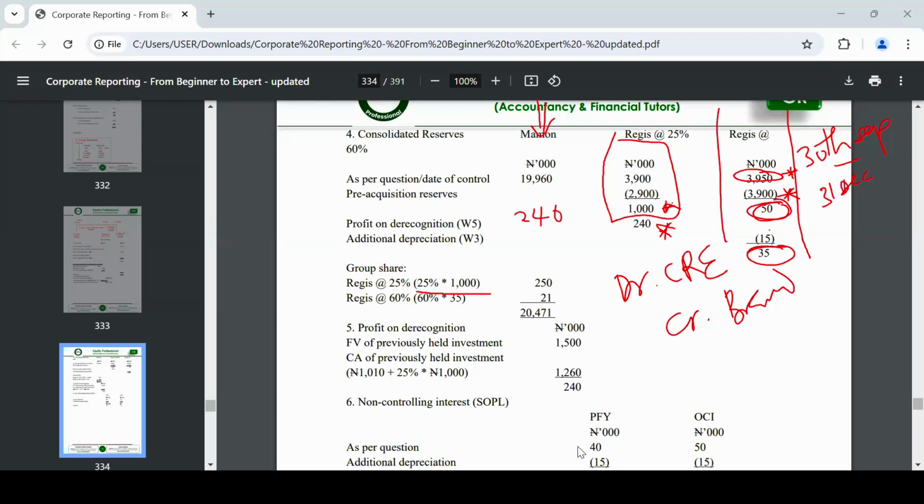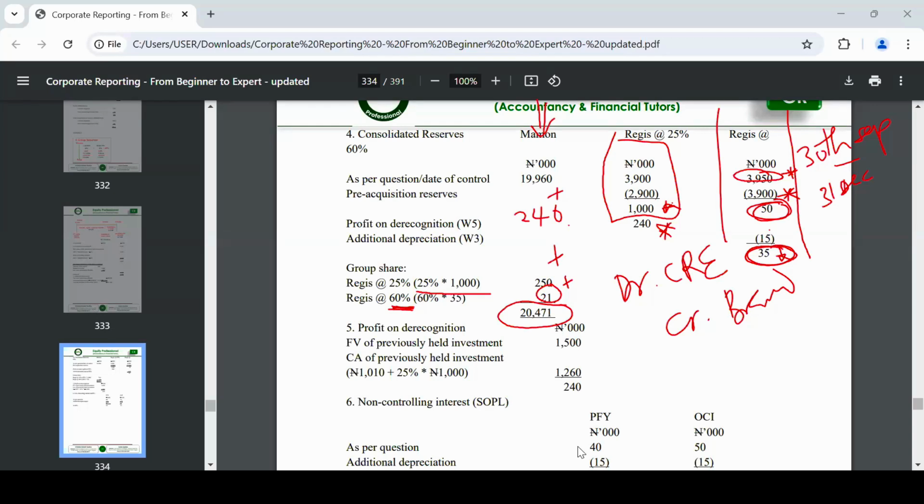What is left after we now got controlling interest is 35. From that, we are going to take the total 60% because we now have 60%, and that's how they got 21. But if you notice very well, if you add 19,960 plus 240 plus 250 plus 21, that is when you are going to get 20,471. Is that not the case? I'm sure that is the case. Yes, sir, that's the case.